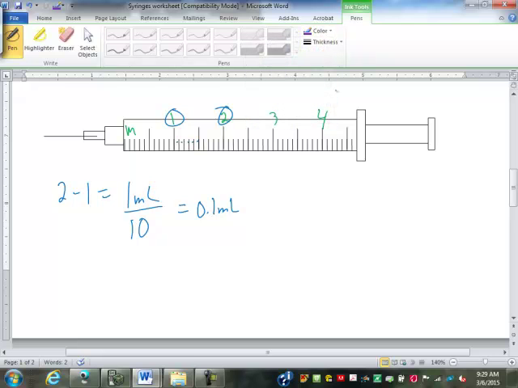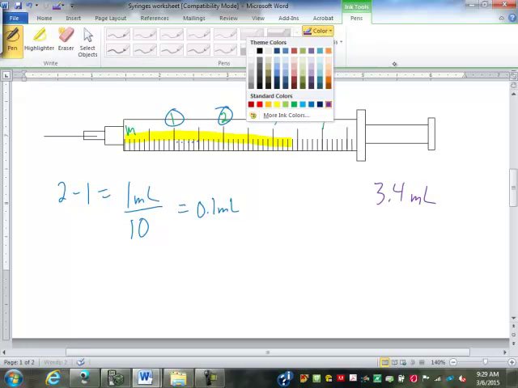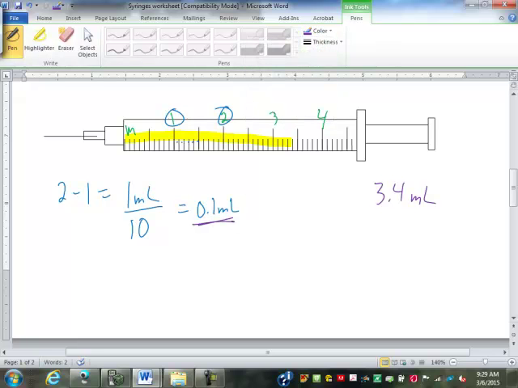With that in mind, let's say we need to load 3.4 milliliters. Tell me where to stop. Right about there. Perfect. We know that it's 0.1 milliliter per mark. We start at the 3. We count up 3.1, 3.2, 3.3, 3.4. Beautiful.